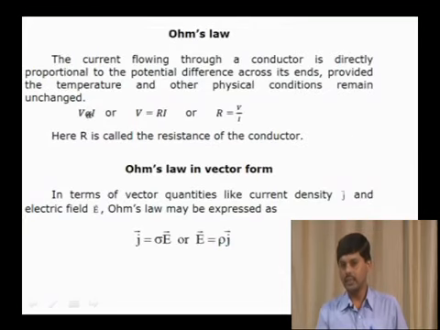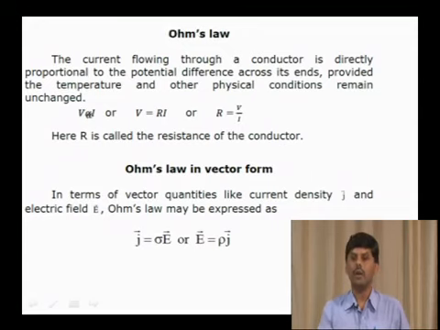Ohm's law. According to Ohm's law, the current flowing through a conductor is directly proportional to the potential difference across the conductor, provided temperature and other physical conditions remain constant, that is, V is proportional to I, or we can write V is equal to IR, or R is equal to V by I. The proportionality constant in the equation we refer to as the resistance of a conductor. See, Ohm's law we can also write in vector form, that is, vector J is equal to sigma into vector E. Or else, if you write in terms of electric field, vector E is equal to rho into vector J.